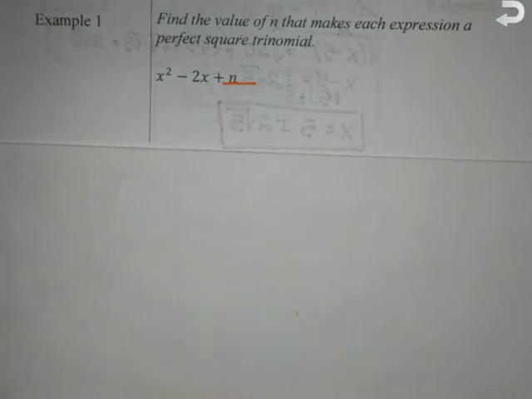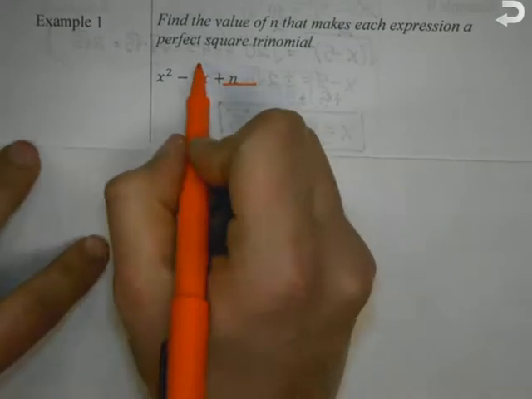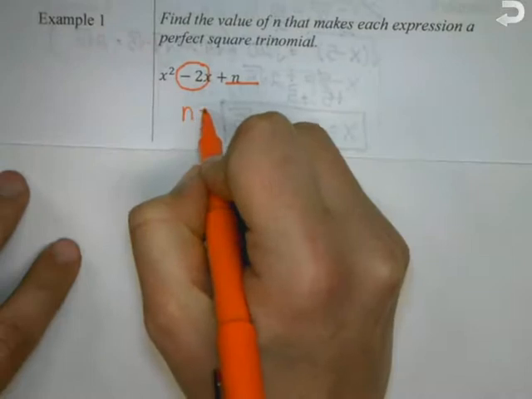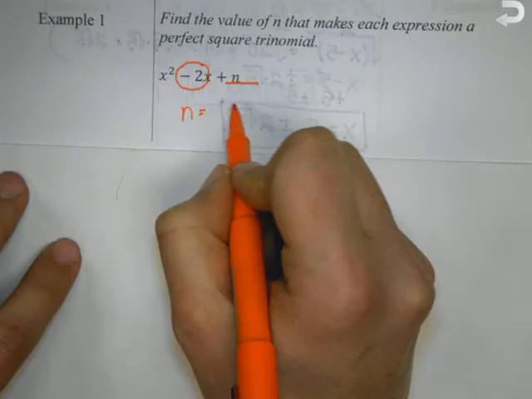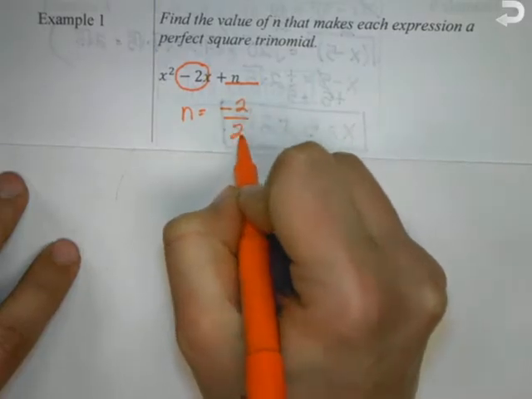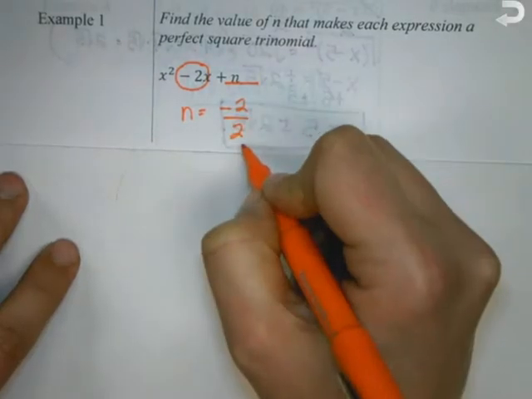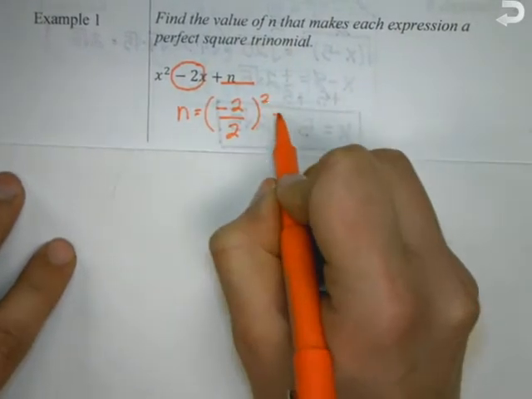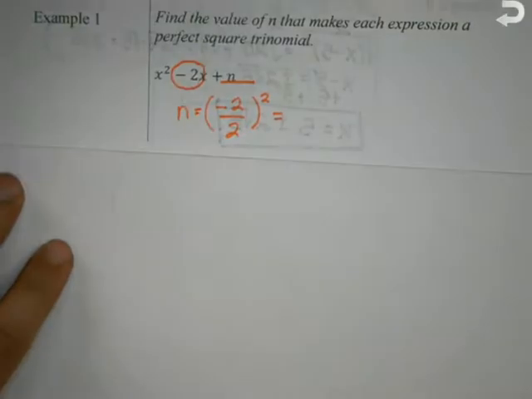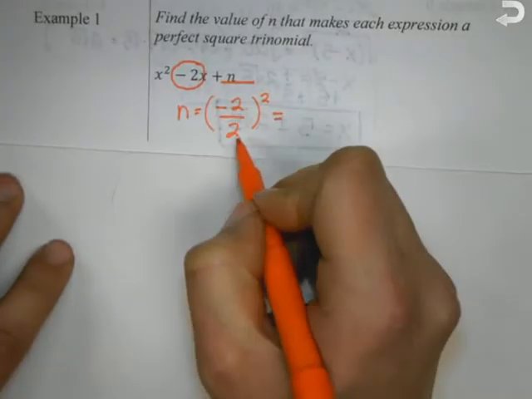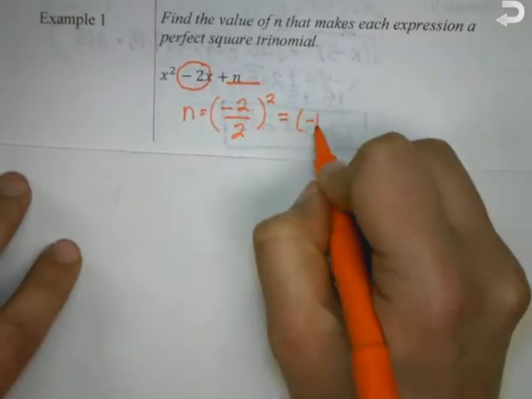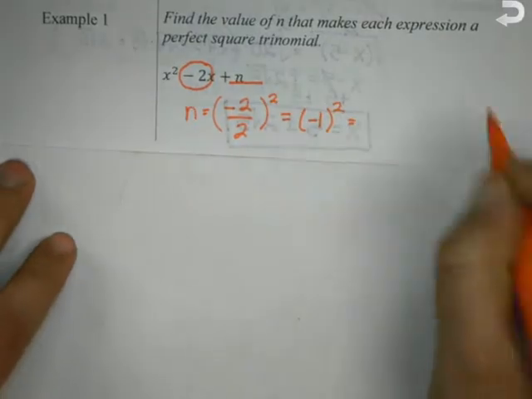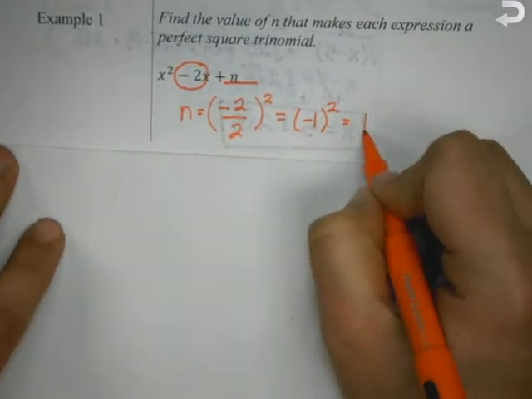So always I take that middle term. So n is going to be equal to the middle term, -2, divided by 2. Always divide by 2, and then square it. So that n term is going to be -2 divided by 2, which gives me -1. And -1 squared gives me +1. So that n, we want to be a +1.